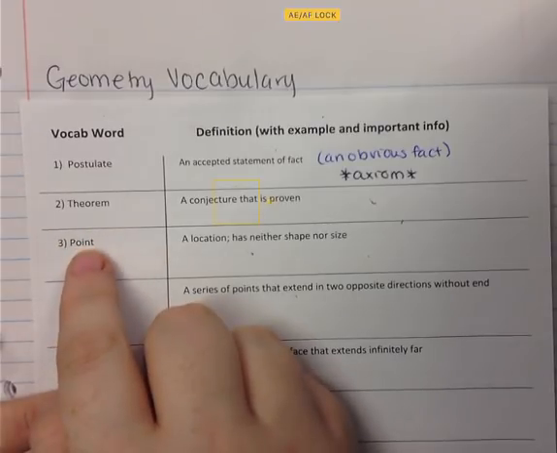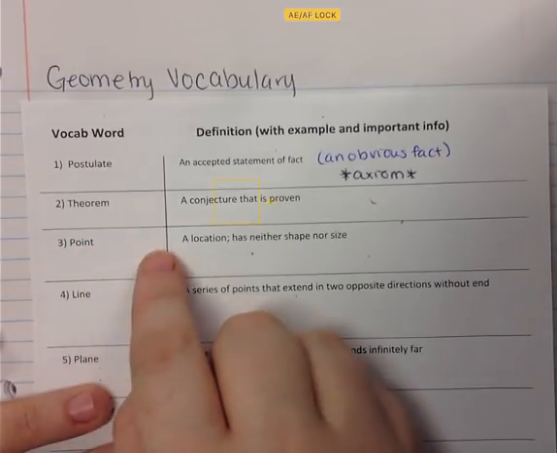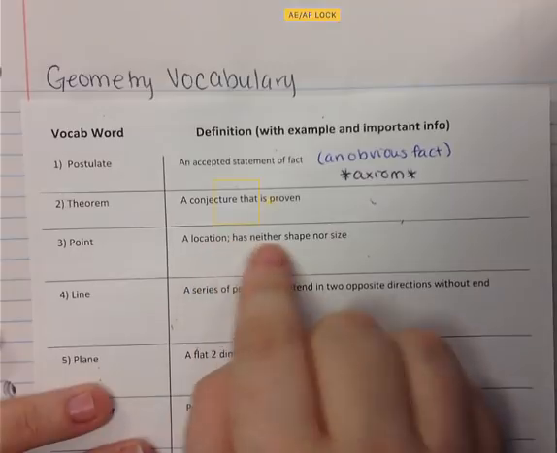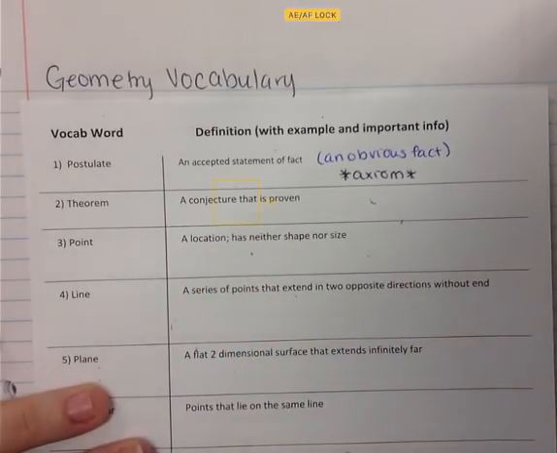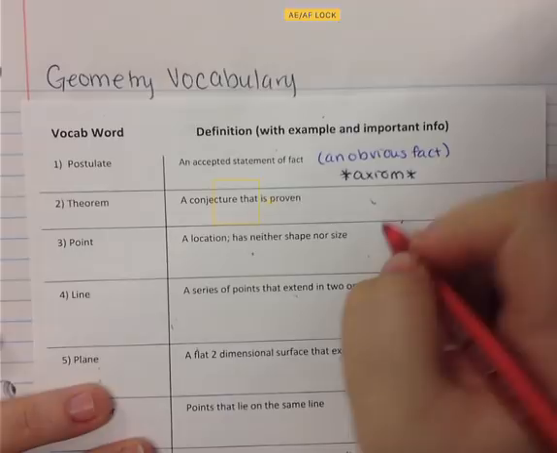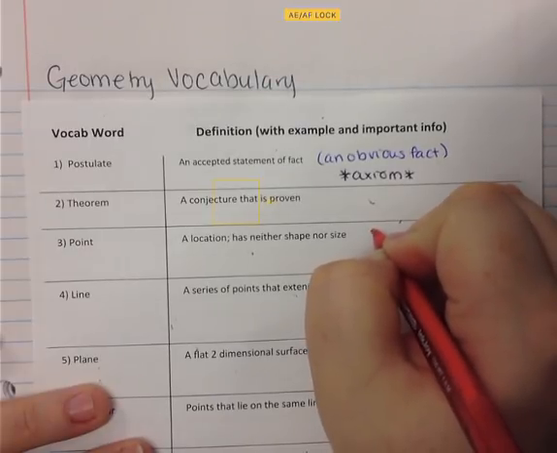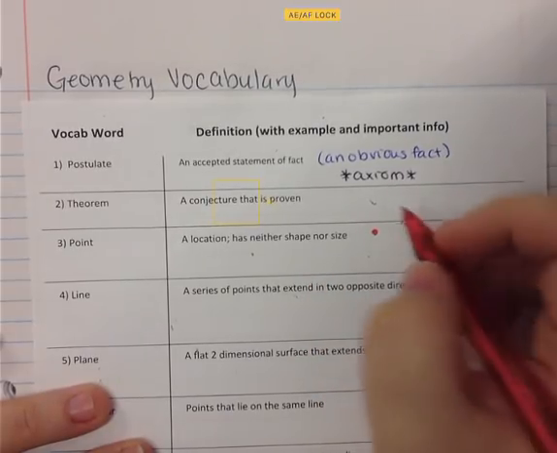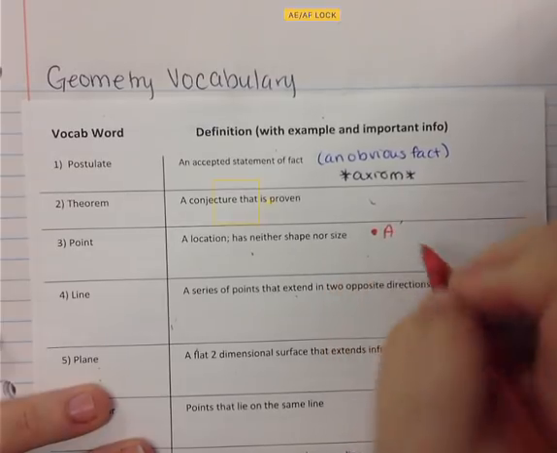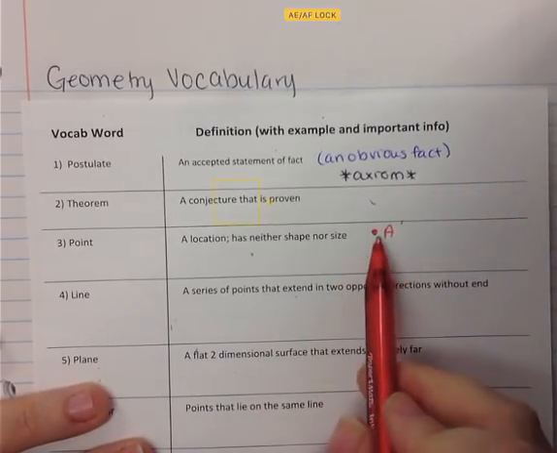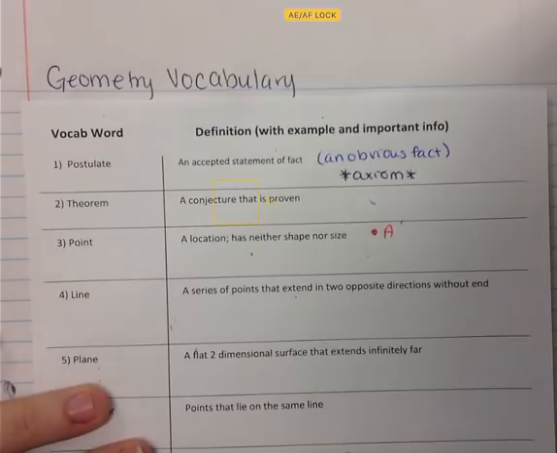The next word is a point. A point is a location. It has neither shape nor size. Now, an example of a point, this is actually how it will look. It has a point beside it, a little dot, and you use a capital letter to name it. This is called point A.